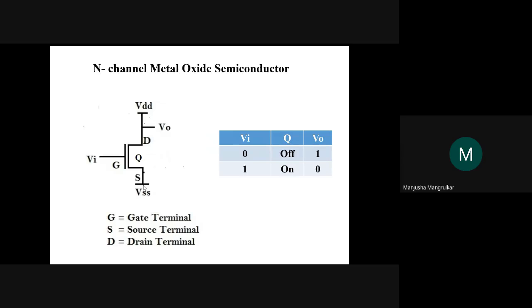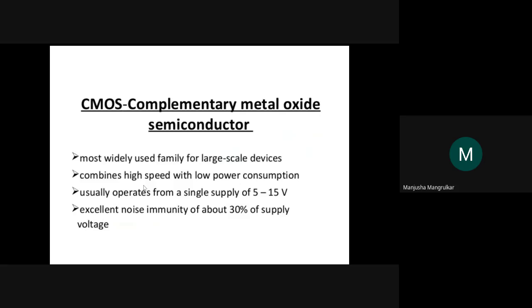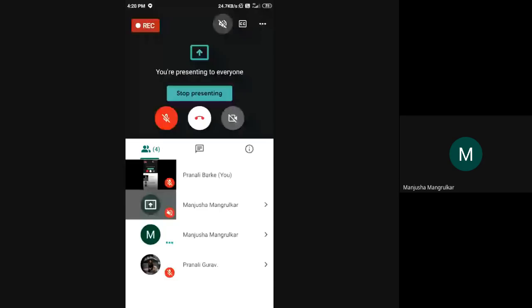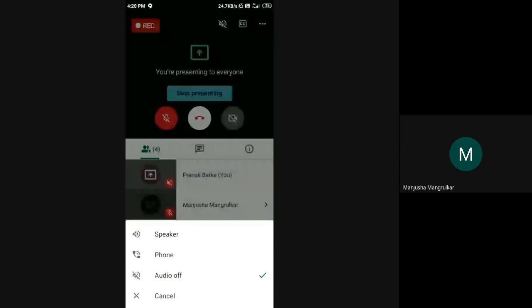Now, what is CMOS? It is complementary metal oxide semiconductor, right? The most widely used family for large scale devices. As we have seen in TTL, it is used for medium scale and small scale. Small scale means less than 12 gates, and medium scale is 12 to 100.